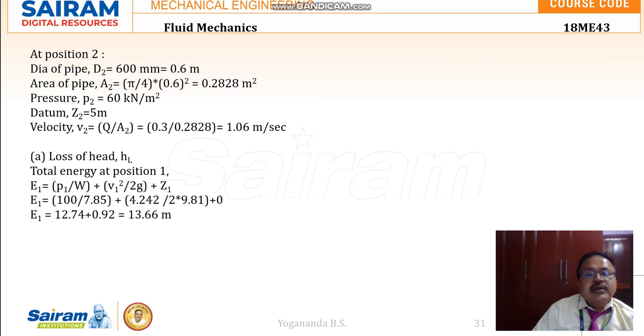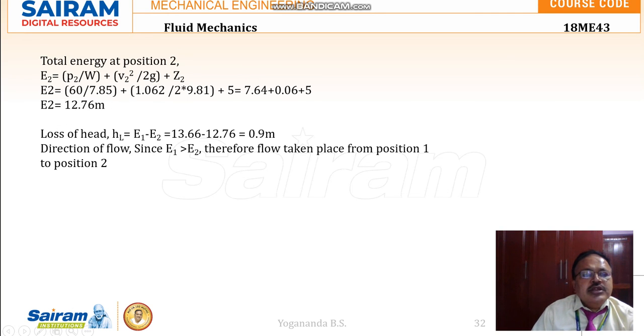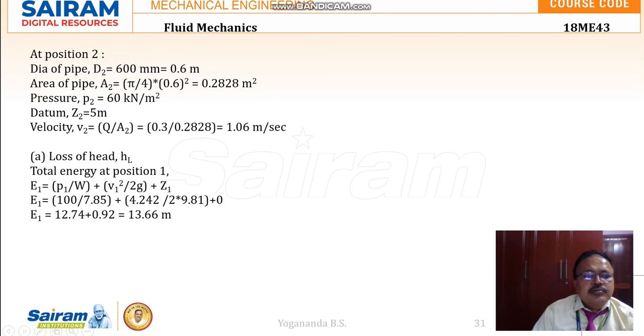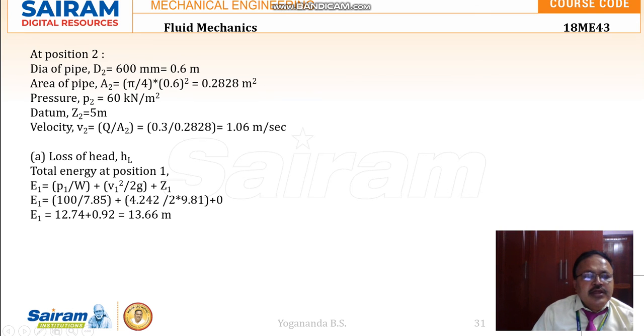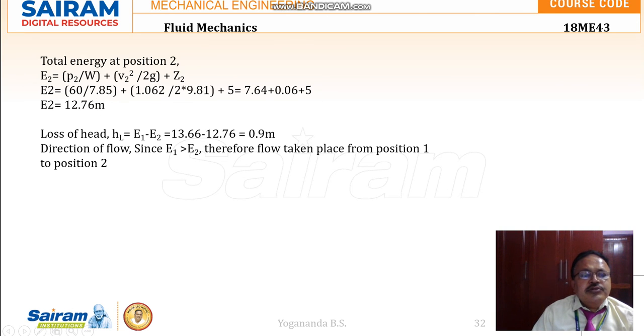So the total energy at position 1 is the sum of the three heads. Substituting everything we are getting E1. Then the total energy at section 2 is the sum of the three heads: pressure head plus kinetic head plus datum head. Substituting everything we are getting E2, that is 12.76. The difference of E1 and E2 is nothing but the loss of head, that is 0.9 meter. So E1 is 13.66, E2 is 12.76, so E1 is greater than E2.